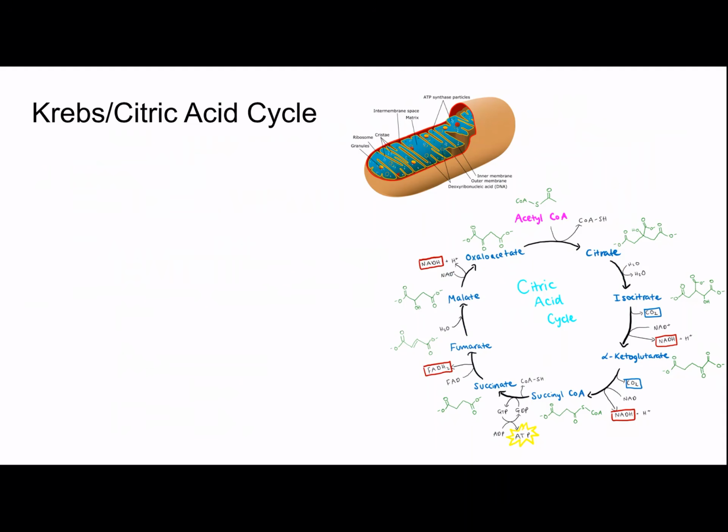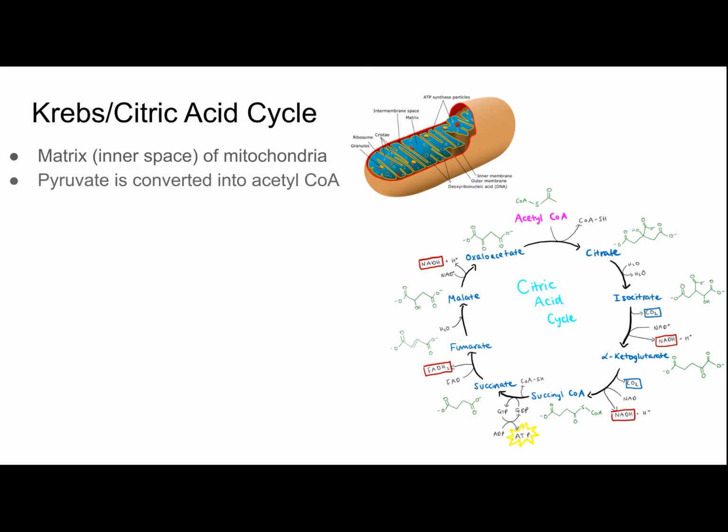The Krebs, or citric acid cycle, same thing, occurs in the matrix, which is the inner space of the mitochondria. Pyruvate is converted into acetyl coenzyme A, and this occurs before it gets to the citric acid cycle. So again, pyruvate will be made in the cytoplasm, and as it's being transported into the mitochondria, it will be changed into acetyl coenzyme A.